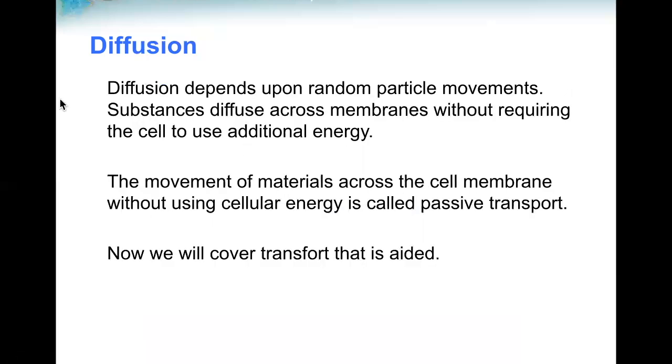Diffusion depends on random particle movements. Substances diffuse across membranes without requiring the cell to use additional energy. The movement of material across the cell membrane without using cellular energy is called passive transport. Now we will cover transport that is aided.